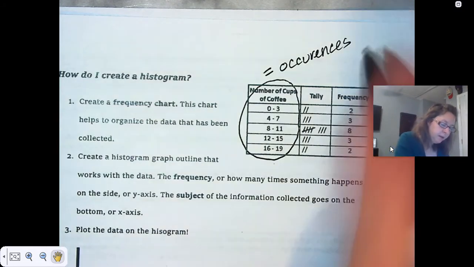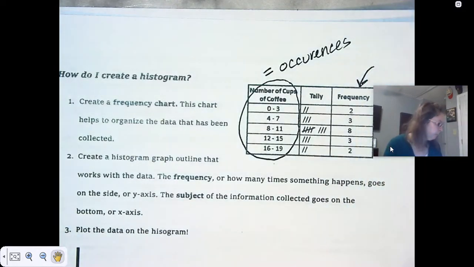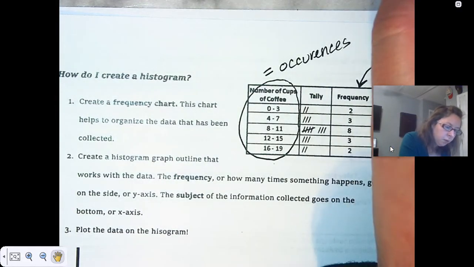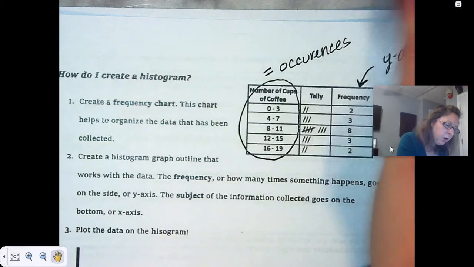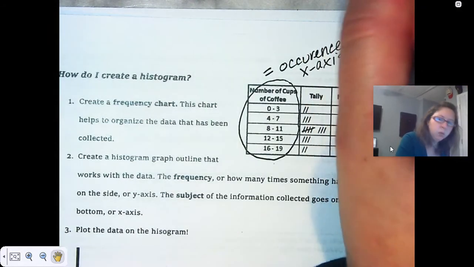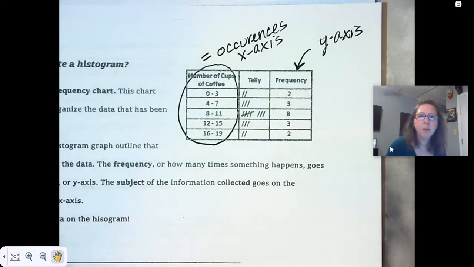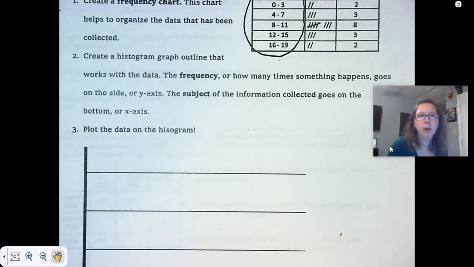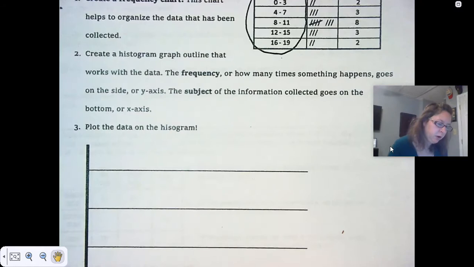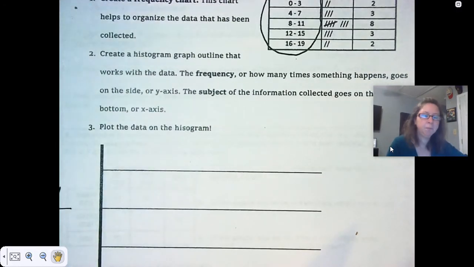All right, and then this is the frequency. The frequency is going to go up where my y-axis would be. The occurrences are going to go where my x-axis would be. All right, so that's how I break down my frequency table into occurrences, and I know where to put them on the graph. So create a histogram graph outline that works with the data. The frequency, or how many times something happens, goes on the y-axis, and that's what we just talked about. The subject of the information collected goes on the bottom, or the x-axis. So we're going to plot this data on the histogram now.